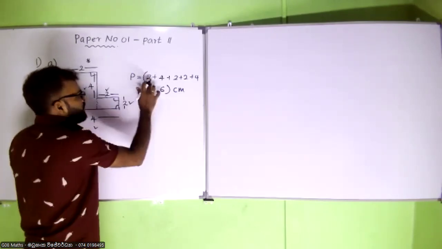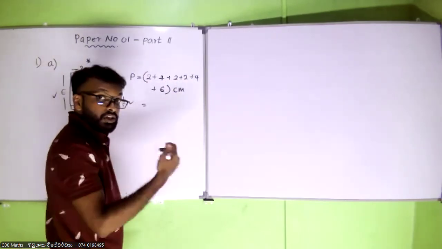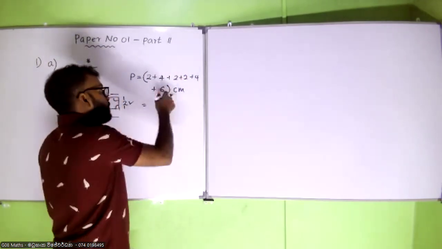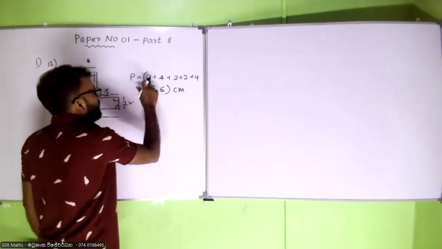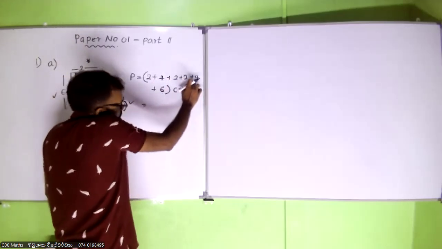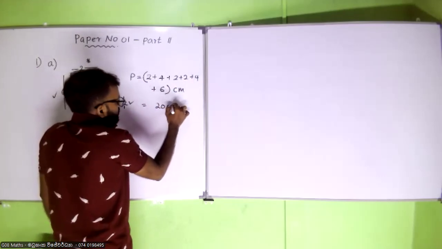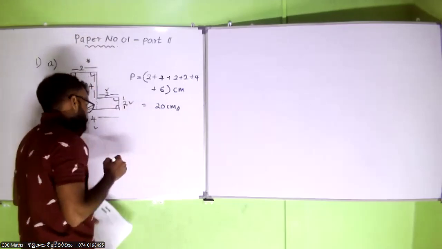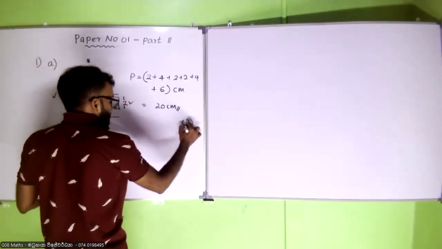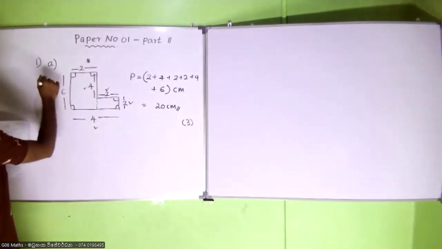I am not going to write 2 centimeters each time. Instead of repeating, I have taken it outside the bracket because it is common. And now I can add: 2 plus 4, 6, 6 plus 2, 8, 8 plus 2, 10, 10 plus 4, 14, 20. Yes, 20 centimeters. If you have this, you will get 3 marks. And this is figure A.